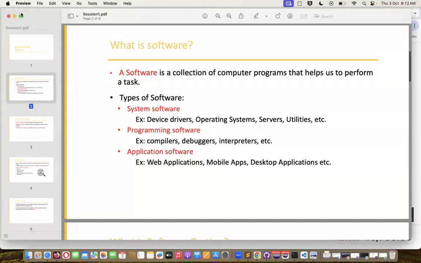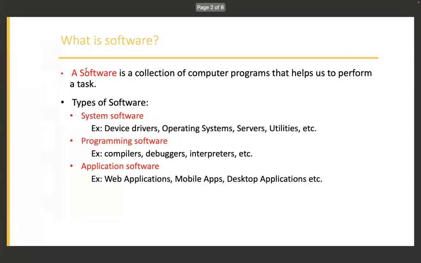Let me quickly go through each one of them. What is software? Software is nothing but a collection of computer programs which helps us perform a particular task. We have a variety of software, guys. Over here, only three are listed: system, programming, and application. As a QA, we are purely working on application software, you can consider.